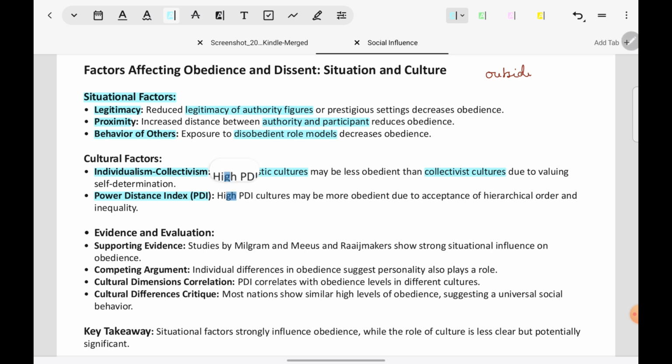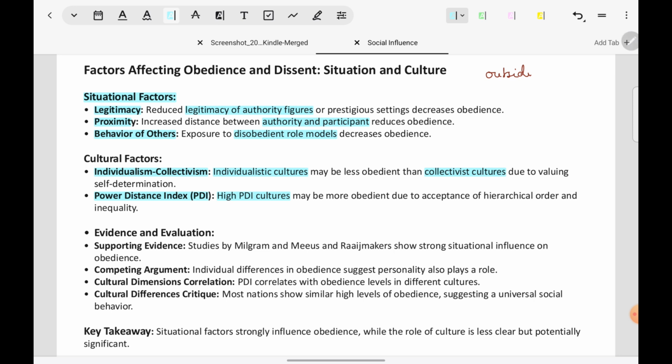Coming to power distance index, a culture like China has high power distance, and again, most Asian cultures do, meaning that authority figures are to be respected at any cost. Power is very important. Positions are very important. Who's senior, who's junior really defines behaviors in these cultures. So definitely in cultures where power plays a very important role, obedience will be found to be higher.